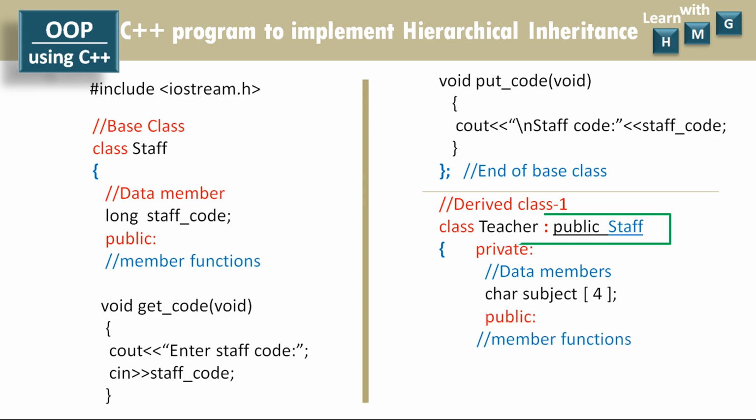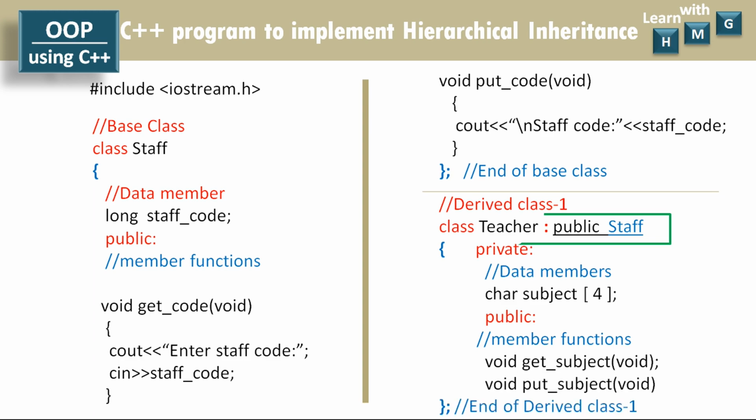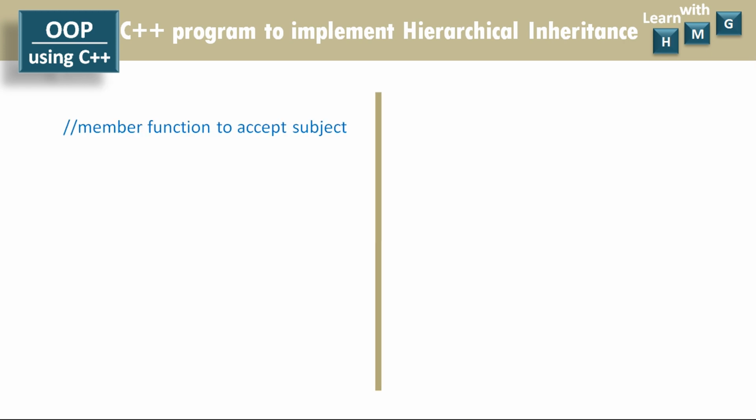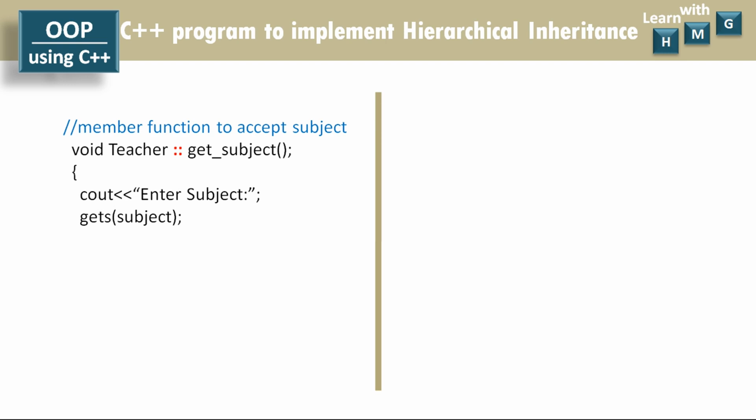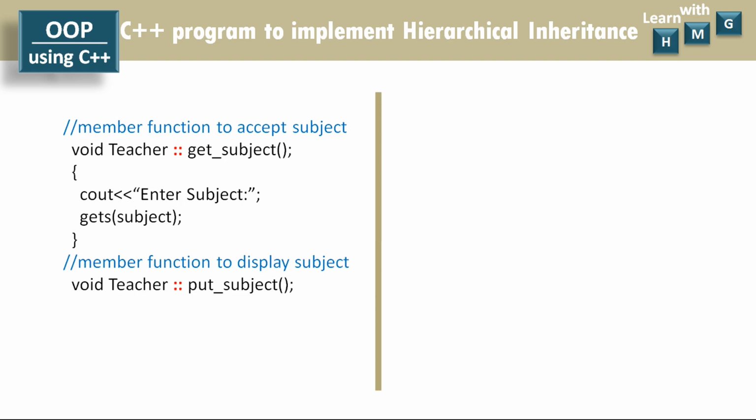Now let us write the member functions for accepting the subject name and displaying the subject name. Get subject and put subject are the two member functions we will define outside the class. Let us define the member function to accept the subject. Get subject is the member function, and here, using the cin function, accept the name of the subject. The second member function is to display the subject taught by the teacher, that is, put subject.